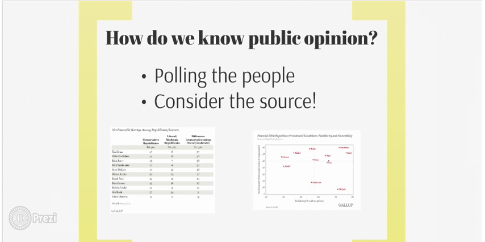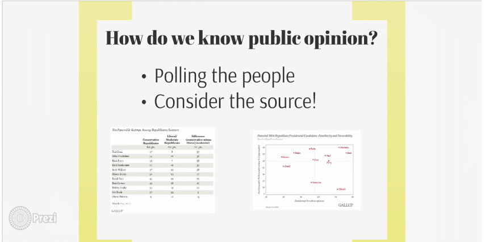And how do we know public opinion? So we poll the people. We canvass, we go door to door, phone to phone, and we see what the people think. And we try to use a random sample, meaning that you don't just poll all old people, or all young people, or all blacks, or all whites. You have a random sample, and you make sure that you have a diverse group of people that you're polling.